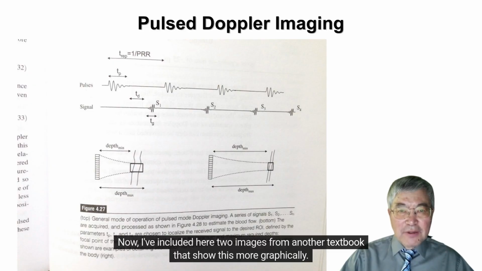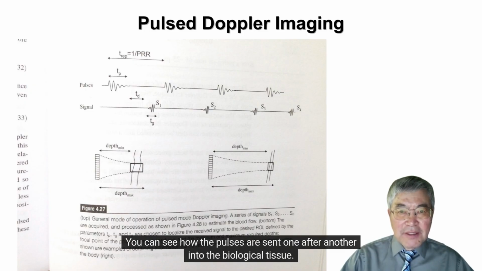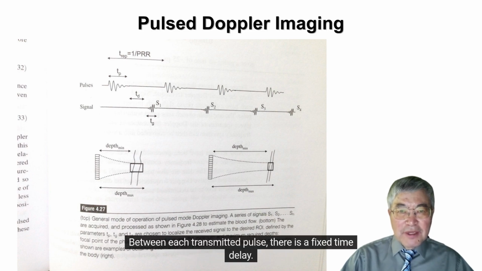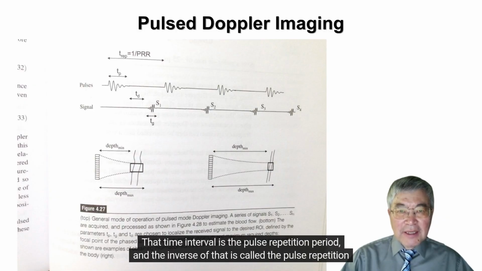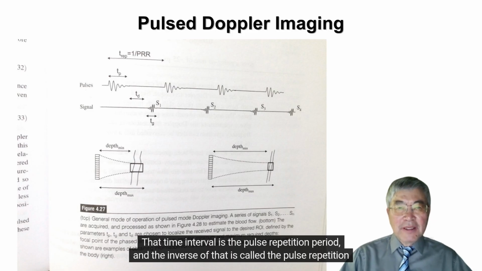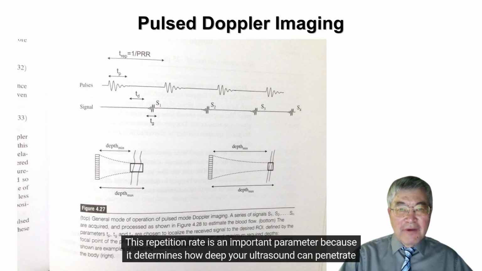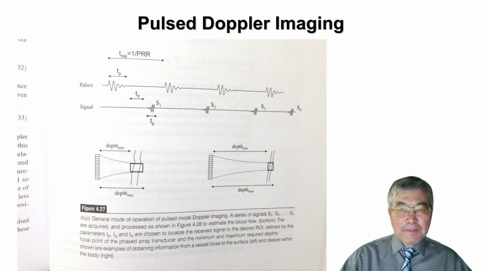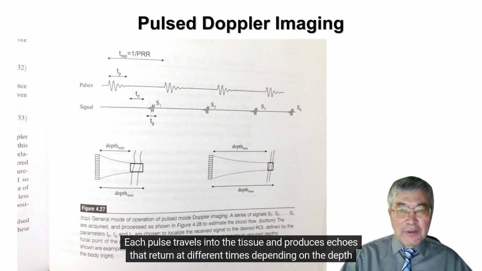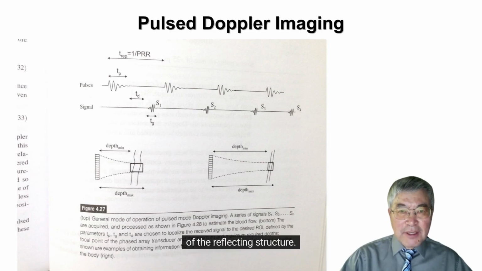Now, I've included here two images from another textbook that show this more graphically. You can see how the pulses are sent one after another into the biological tissue. Between each transmitted pulse, there is a fixed time delay. That time interval is the pulse repetition period, and the inverse of that is called the pulse repetition frequency. This repetition rate is an important parameter because it determines how deep your ultrasound can penetrate and how fast you can sample motion. Each pulse travels into the tissue and produces echoes that return at different times depending on the depth of the reflecting structure.